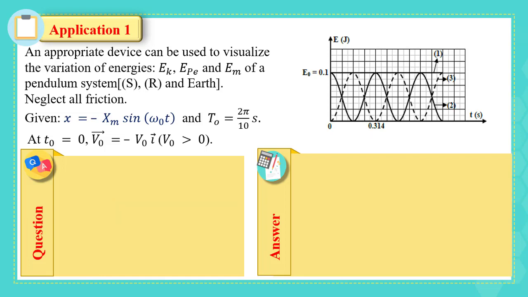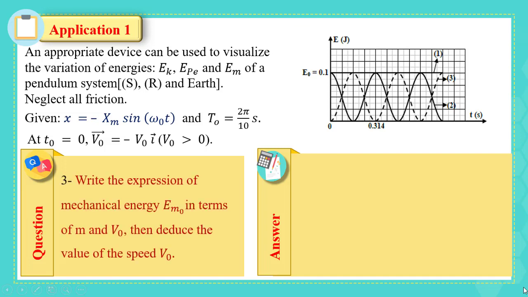Part 3, write the expression of the mechanical energy EM0 in terms of m and v0, then deduce the value of the speed v0. To solve this part, just start with the expression of the mechanical energy at t0. The mechanical energy EM0 is E0 from the graph, and at the same time, its expression is half m v0 squared plus half k x0 squared. But they want us to find it in terms of m and v0. So at t equals 0, we have x equals 0, thus the elastic energy is 0. Then the mechanical energy EM0 is just half m v0 squared.